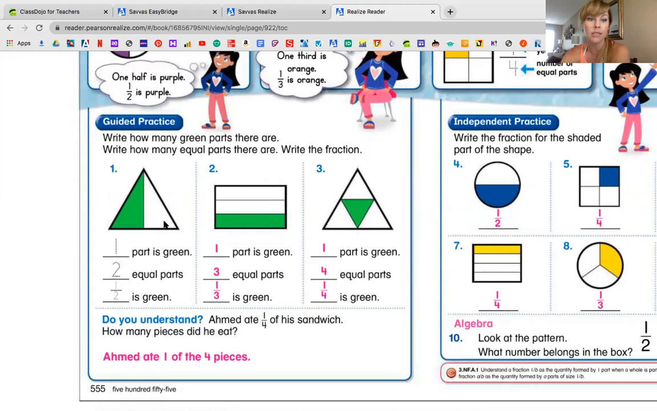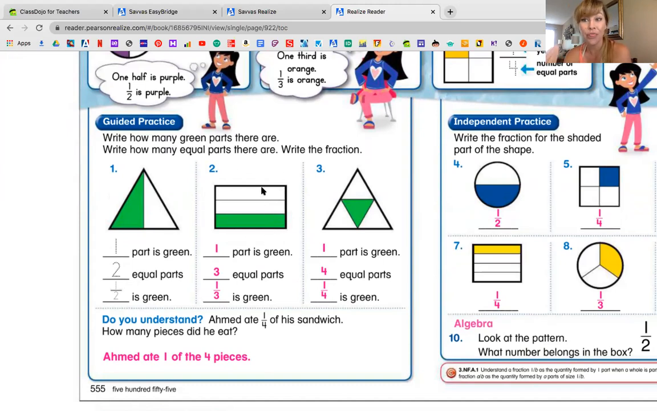So 2 equal parts. What does this mean? Of the 2 parts, 1 is shaded. So 1 of the 2 parts is shaded. So 1 over 2, which means half of it's shaded, or you can tell me 1 of the 2 pieces is green, okay? Here is this rectangle with 3 parts, okay?